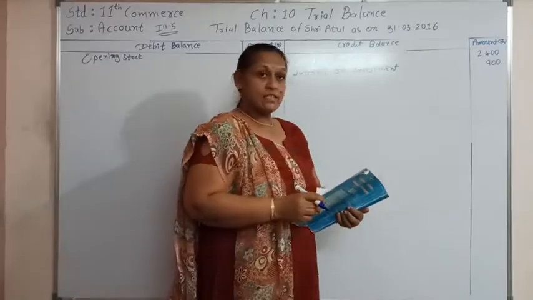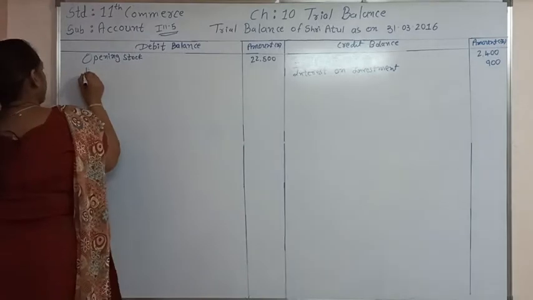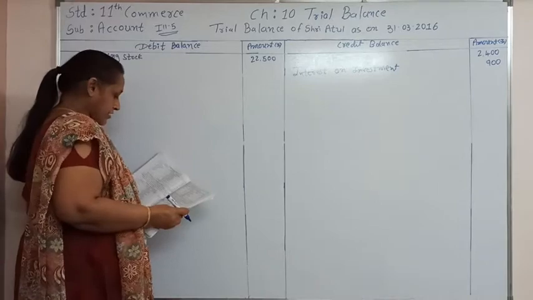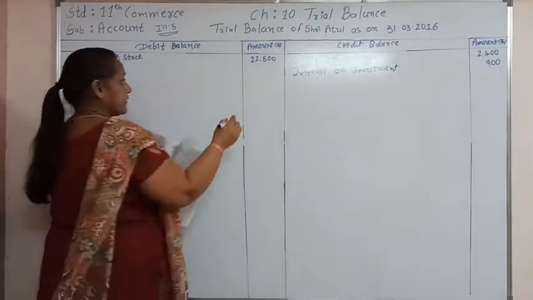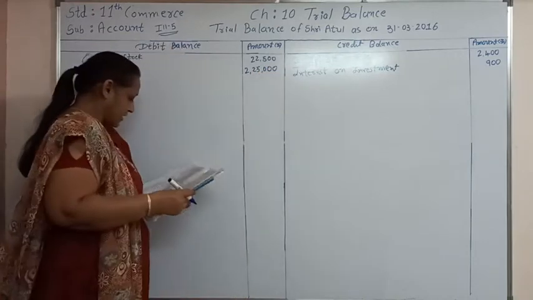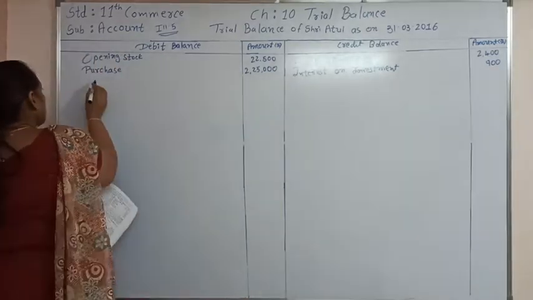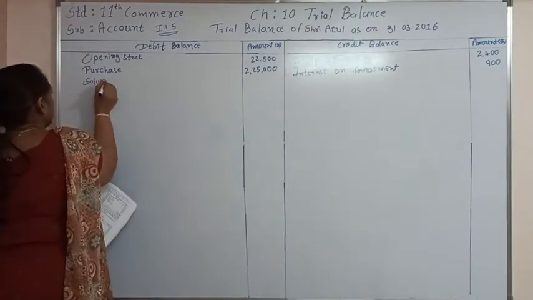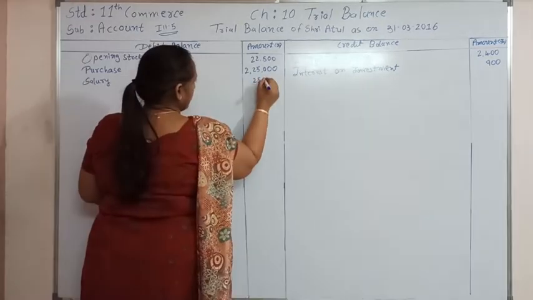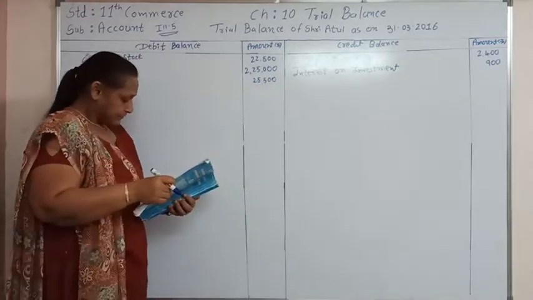After that there is the purchase account. As we know, purchase has a debit balance, so we will write it on the debit side. Purchase is of rupees 2,25,000. After purchase, another account is the salary account. Salary is our expense, so we will write it on the debit side. And salary is of rupees 25,500.